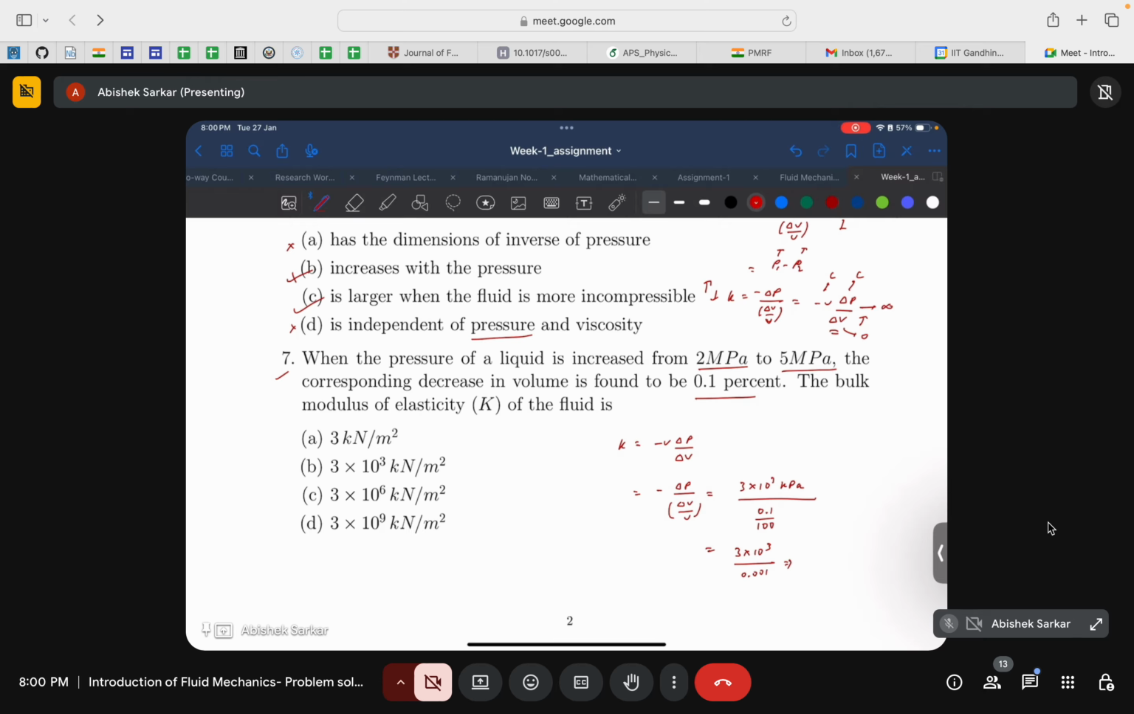I did all the calculation myself. See there, I have kept it in kilopascal, that is kilonewton per meter square. So if you do it, sorry for rushing because time is already up, it will come out to be 3 into 10 to the power 6 kilonewton per meter square. I'm sorry, units we have to be very clear, right? It's option C. Okay, is it alright?